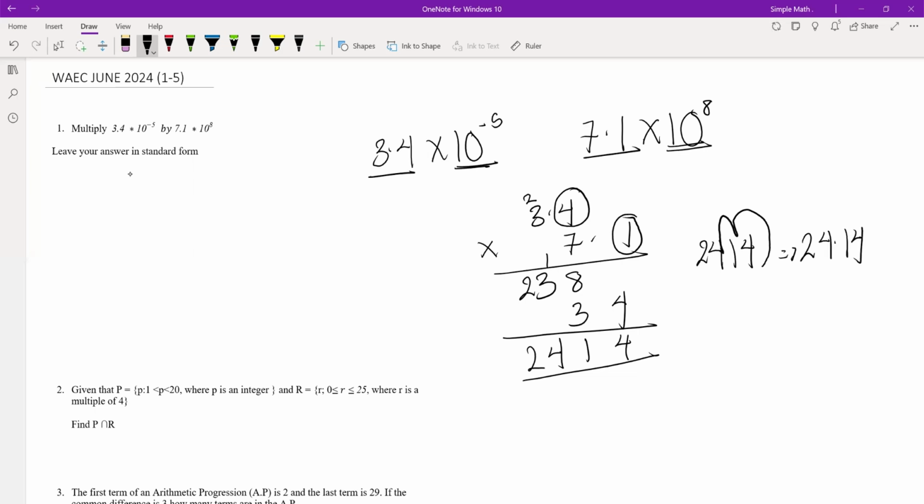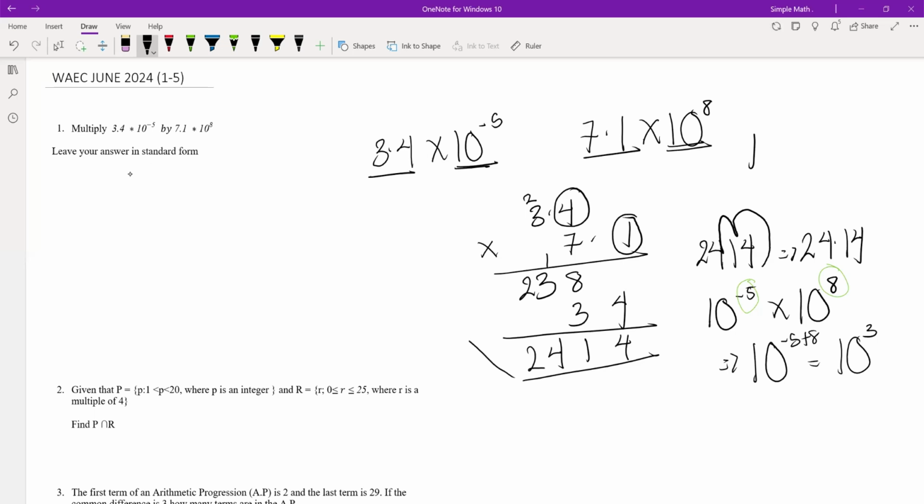So let's combine them. We have 10 to the power of minus 5 times 10 to the power of 8. If you apply your law of indices, we can simply add the powers together. That becomes 10 to the power of minus 5 plus 8, which gives us 10 to the power of 3. Now we can bring this over here, and we have 24.14 times 10 to the power of 3.